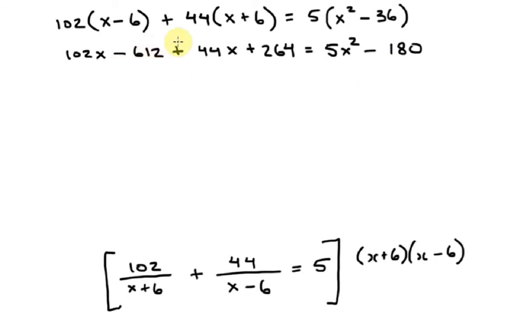All right, let's do a little bit more here. What we got to do is bring everything over to the right side. I like the right side because I like keeping this guy here positive. So I'm going to put my 0 here. All these guys are going to be subtracted or added over to this side. So here's what you should end up with. I got my 5x squared, then I got this 102x and 44x's. I'm going to subtract them over to the other side, so it actually turns out to be negative 146x's. Then I got to take these numbers. I'm going to add 612 to the other side, and I'm going to subtract 264.